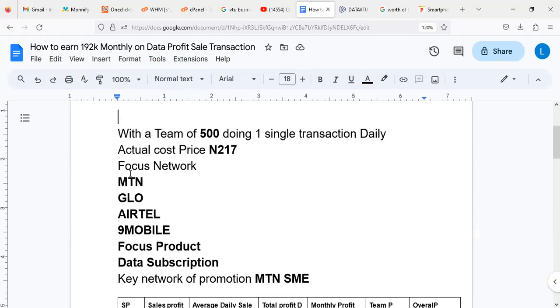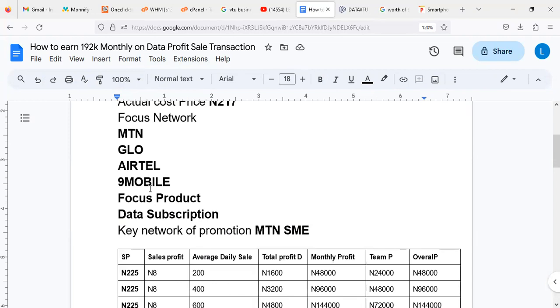Now, if you look here, the focus networks are MTN, Glo, Airtel, and 9mobile. We're looking at a product, specifically data subscription. That is the product we are looking at. This is the only proven viable product in the telecom business that has a lot of income potential. Why? Because everybody uses data. That's why you're actually seeing this video. If you don't subscribe for data, you cannot stream or watch this video. That's the essence of why we are focusing our training on data.